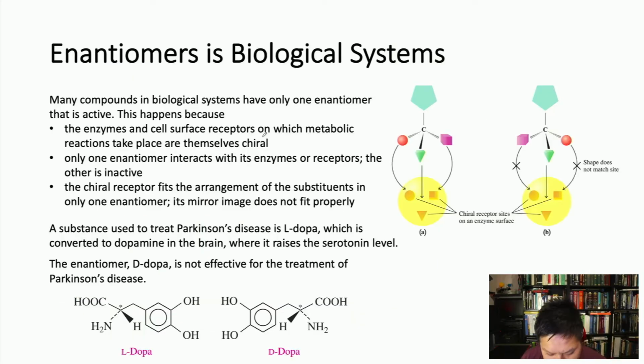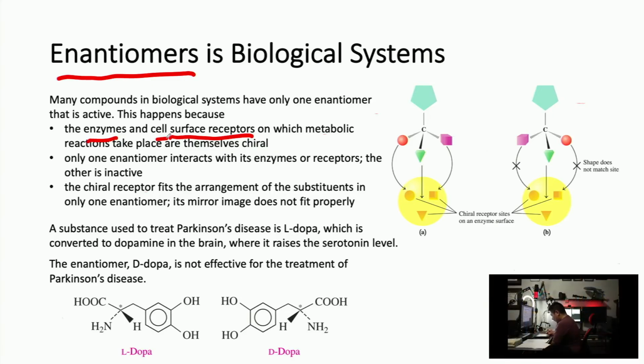So chirality turns out to be super important in biochemistry because these enantiomers are either active or inactive in biological systems, right? Why is that? Well, because enzymes and surface receptors on cells, which participate in metabolic reactions, are also chiral themselves. And the active sites in which these molecules bind in the enzyme are chiral. What that means then is that they have to fit properly for the enzyme or the surface receptor of the cell to be active.